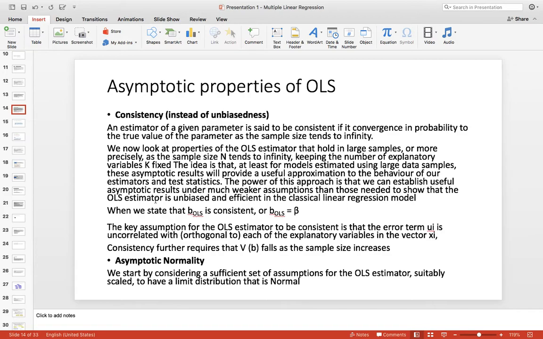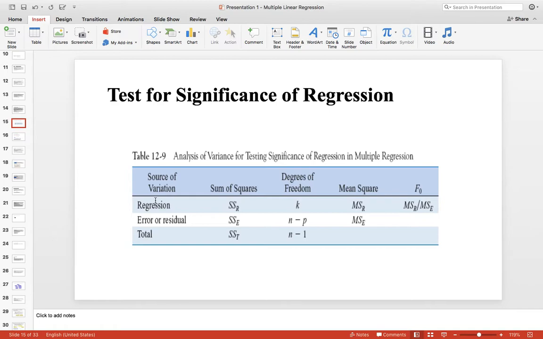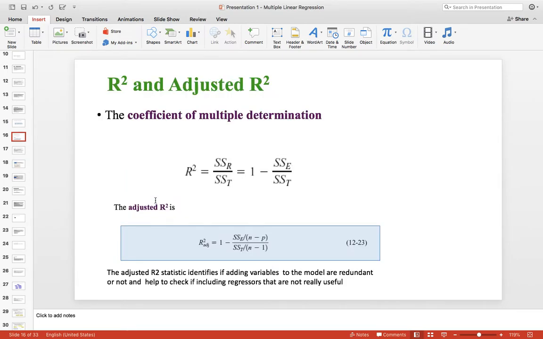And of course, there's asymptotic normality, and we can start by considering a sufficient set of assumptions for the OLS estimator, suitably scaled, to have a limiting distribution that is normal. So this is a weak condition, but it's not absolutely necessary. Those as we've discussed. Then we have the concept called R squared and the adjusted R squared.